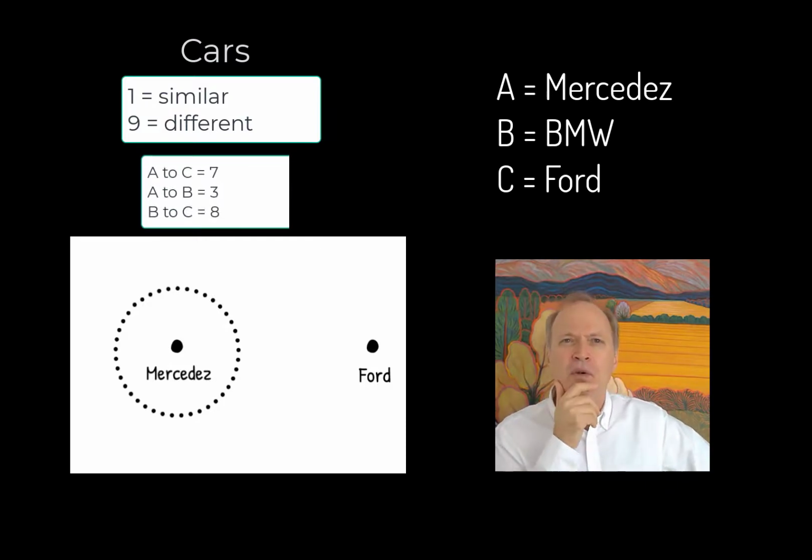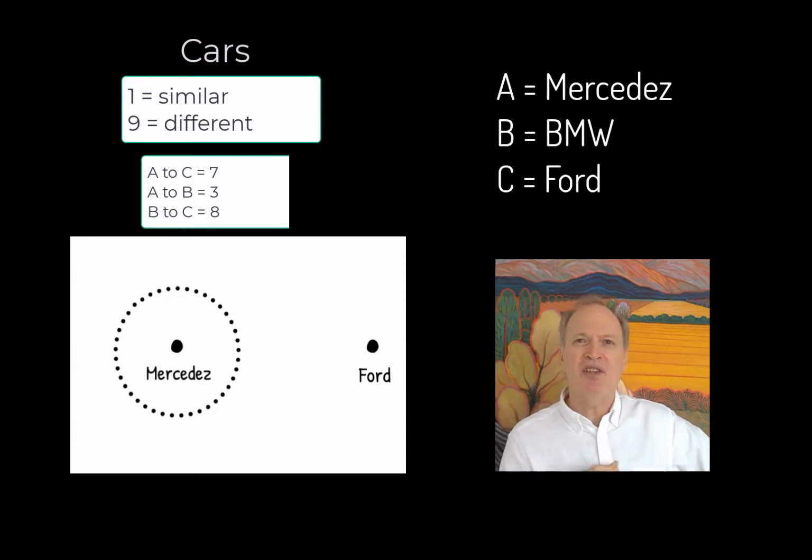Okay, if that's true, where can BMW now go on this map? A circle around only 2 locations. It can only go on 2 locations. So now we learn something.